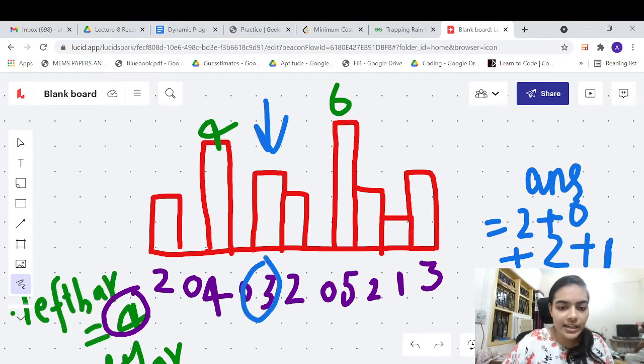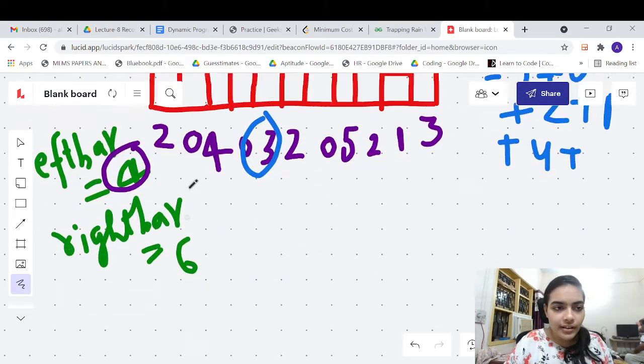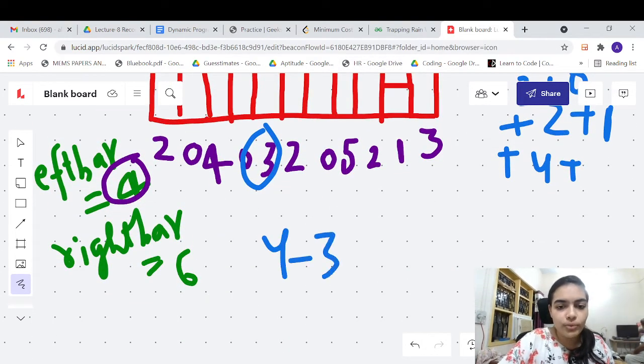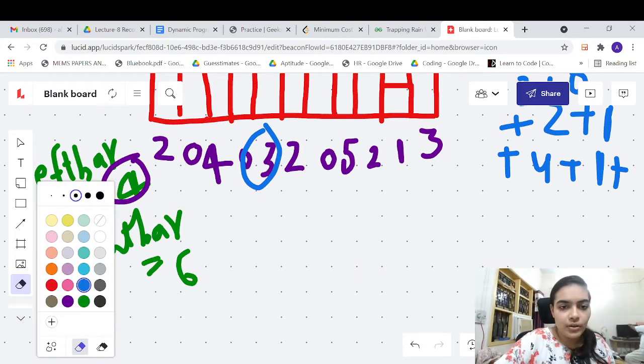What is the height? Height is 3. Which side is limiting? Left bar is limiting. Left bar is 4. 4 minus 3 is 1. It will store 1 amount of water.